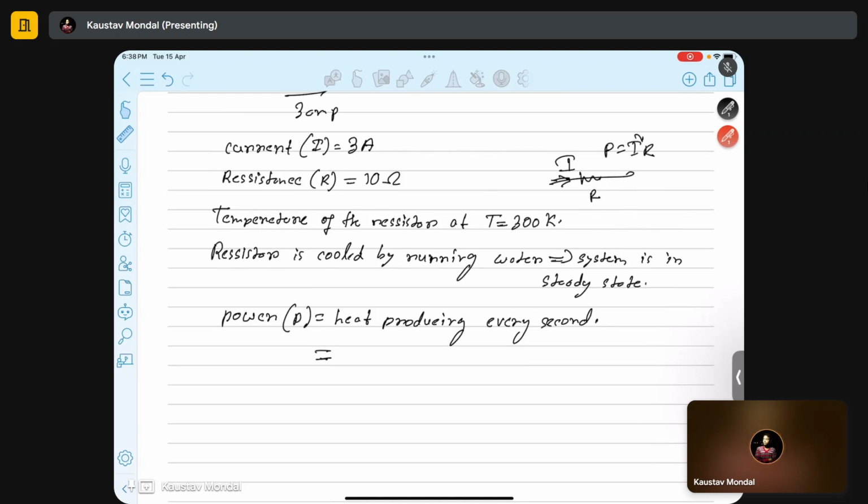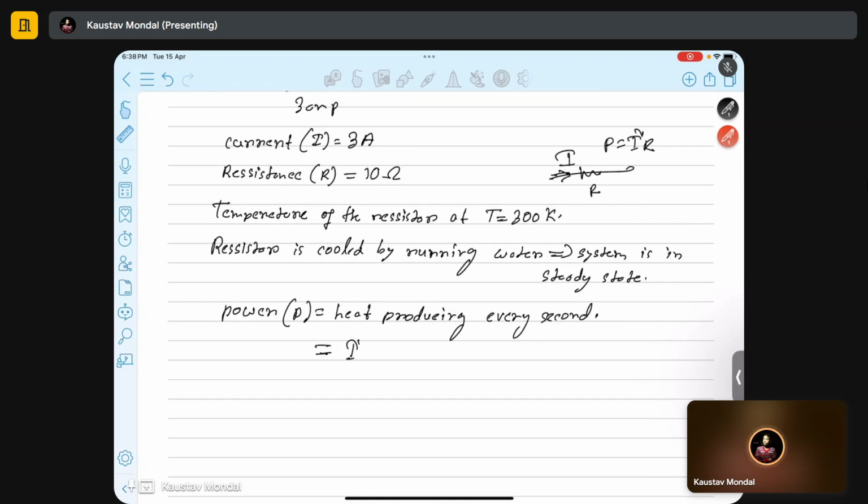This is the power. So this will be I squared R. I squared is 3 squared into 10, that gives you 90. So that means the power, the heat that is being produced every second, would be 90 watts.